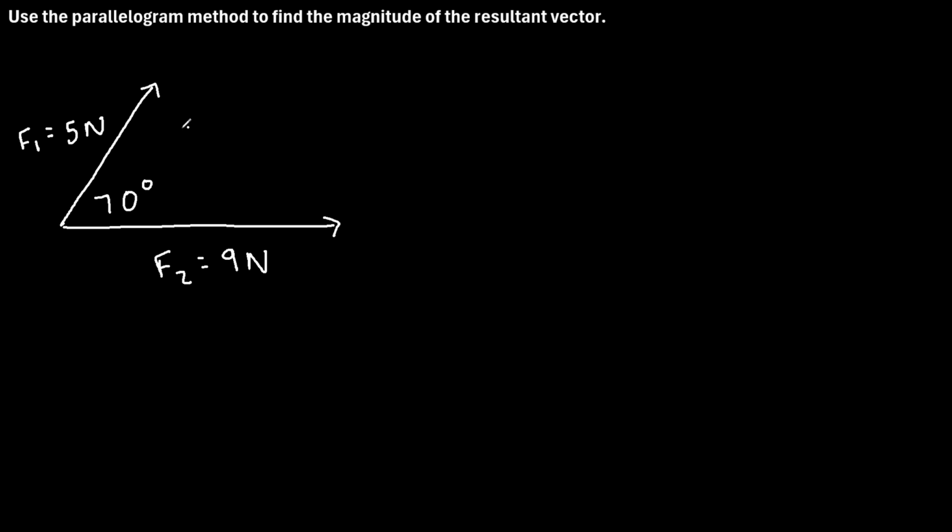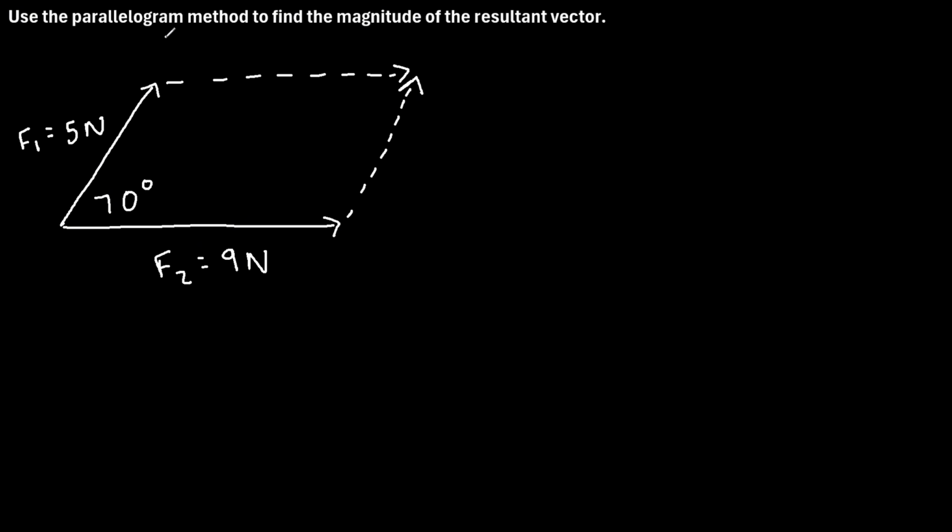force vectors. So the first thing we're going to do is draw a line that's parallel to the first force vector. So we'll draw this line right here. Then we'll draw a line that's parallel to this second force vector. So we'll draw this line right here. And what we'll notice is we've just formed a parallelogram.